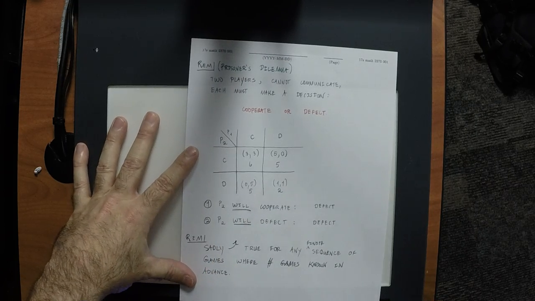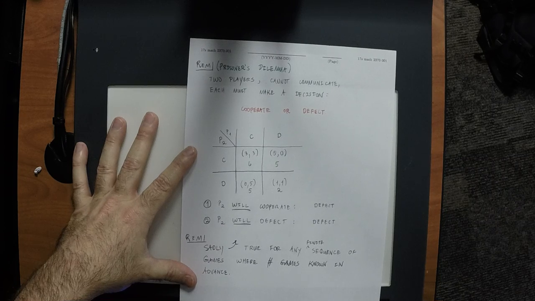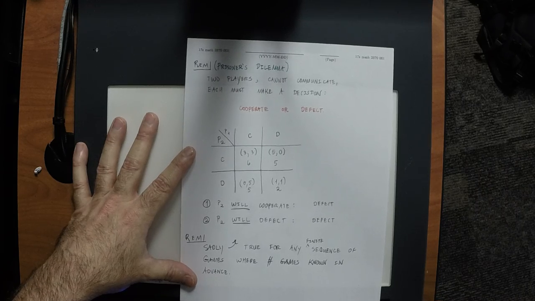Because again, like we said, the optimal strategy on the last game is to defect. So you can remove it from consideration. Then the new last game has the same optimal strategy, defect. So let's say we're going to play the game over and over again, but we don't know how many games there are.